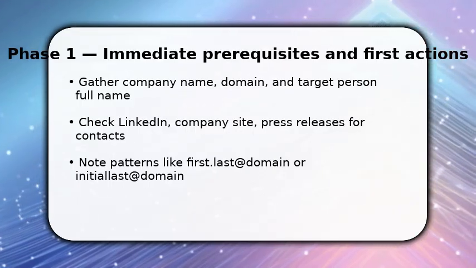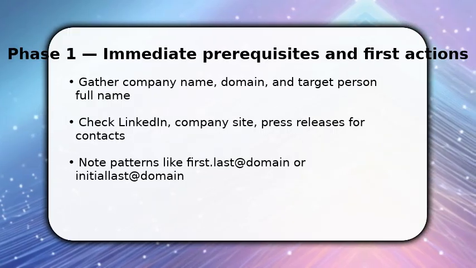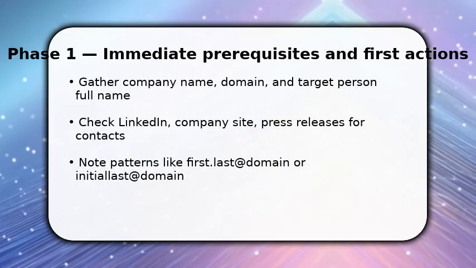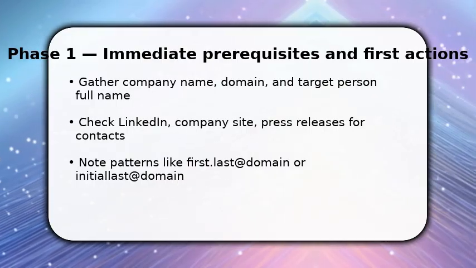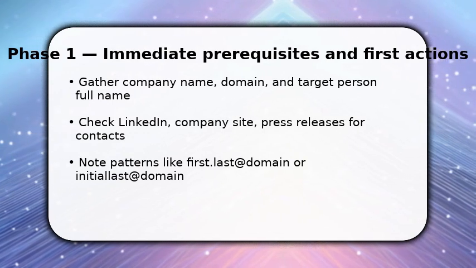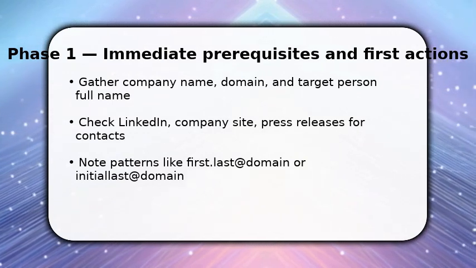Make sure to jot down any visible email formats you see. Those patterns will let you generate likely addresses. Finally, compile a short list of candidate addresses to verify in the next step. Once done, generate several address variants using observed patterns.